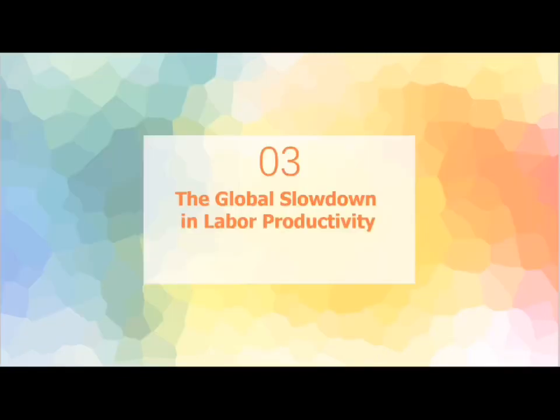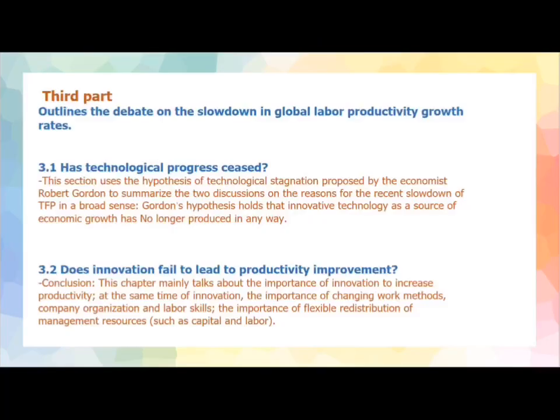And part 3, the global slowdown in labor productivity. Section 3 analyzes the data on the slowdown in the global labor productivity growth rate. This section uses the hypothesis of technological stagnation proposed by the economist Gordon to summarize the two discussions on the reasons for the recent slowdown of TFP. Gordon holds that innovation in technology as a source of economic growth is no longer productive in any way.